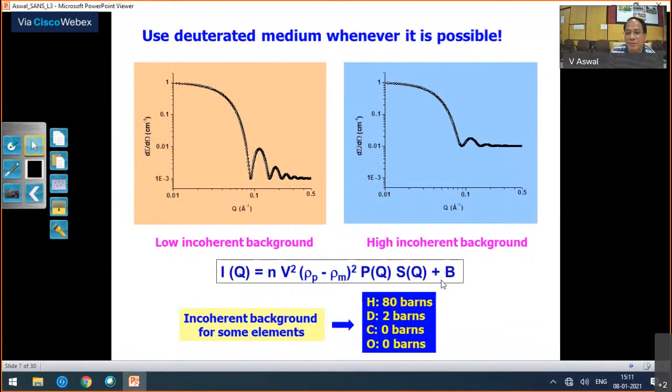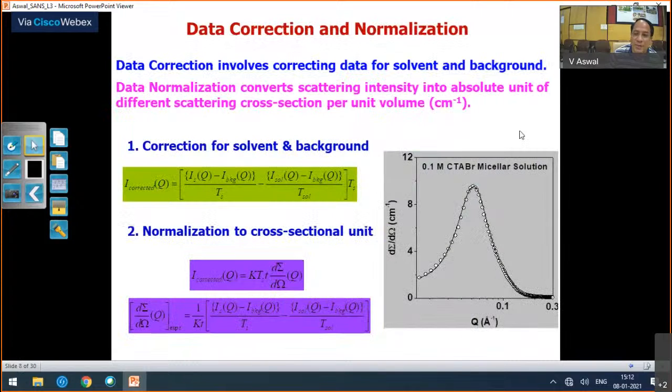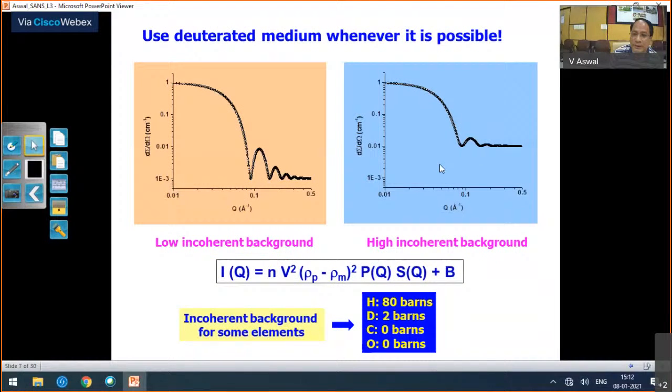To reduce the incoherent, as I was saying, you can decrease the transmission, but you should also make sure that you don't have a very high contribution of incoherent background. If you have a higher contribution of incoherent background, then the features of the scattering profile at higher Q values will be less pronounced. So you will lose some information which is coming at higher Q values.